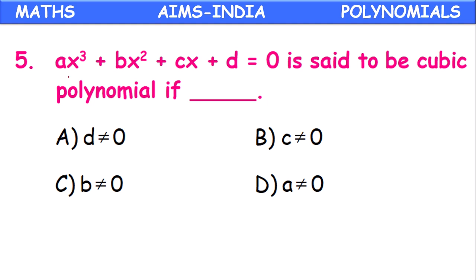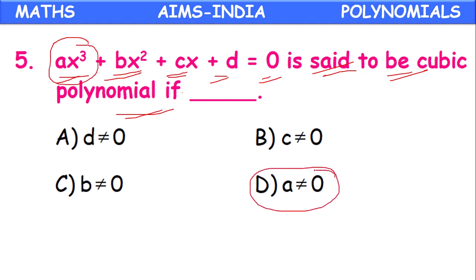Next one. ax cube plus bx square plus cx plus d equal to 0 is said to be a cubic polynomial on only one condition: if a is not equal to 0, only then will it be considered a cubic polynomial. If a is 0, then 0 into x cube, there will be no x cube term, and it will be called a quadratic polynomial. So the only condition is a should not be equal to 0.